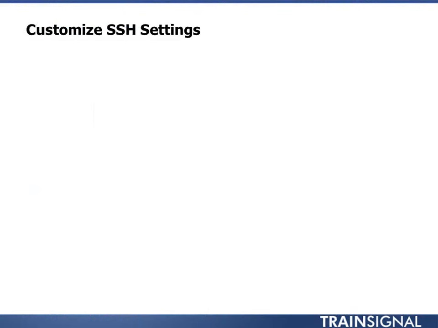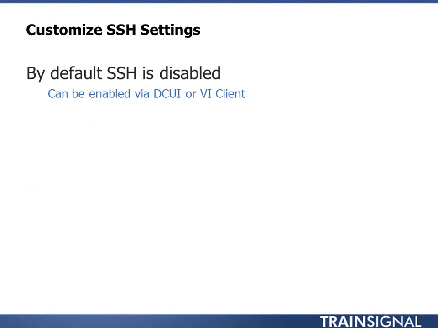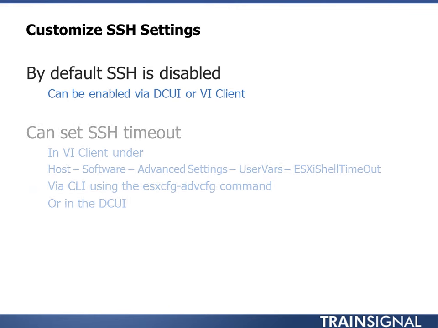So now let's talk about customizing SSH settings. By default, SSH is disabled. You enable that either through the DCUI menu or the VI client. Then you can set the SSH timeout. Under the VI client, you can go to host, software, advanced settings, user variables, and there's your timeout. There's actually 2. I'm going to show them to you in a second, and explain the difference. You can do it via the CLI using the esxcfg-advcfg command, and all you're doing is setting that advanced setting for ESXi shell timeout, and also ESXi interactive shell timeout, which I'll show you in a minute. Or you can do it from the DCUI.